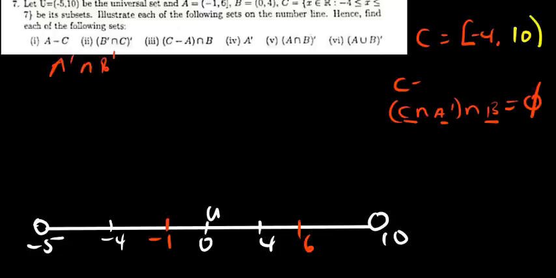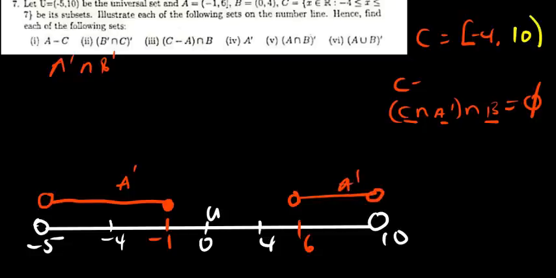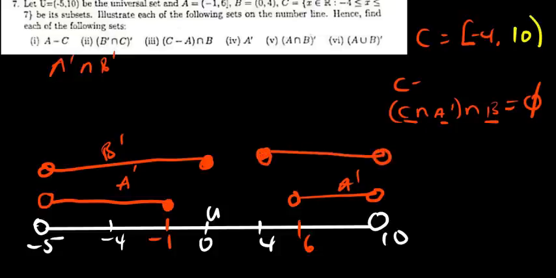So what is A complement? A complement, we said, starting from negative 1, because A is negative 1 not included, so complement will be included. It goes there, A complement. What else? Again, it goes to 6. 6 was included, so the complement is not going to be included. Again, that is A complement. Let's look at B. B is from 0 to 4, both not included, meaning that the complement should be included. That is B complement. If in this side 4 included, going this side, B complement.